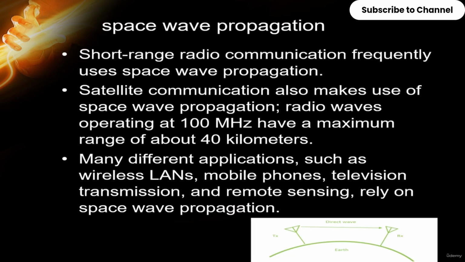Line of sight transmission or direct wave propagation is used here. Next we will see space wave propagation. In space wave propagation, it is just a short range. Short range frequencies are usually used, the radio waves operate at about 100 megahertz, and the maximum range is 40 kilometers only. They are used in wireless LANs, mobile phones, television transmission, and remote sensing applications like that.